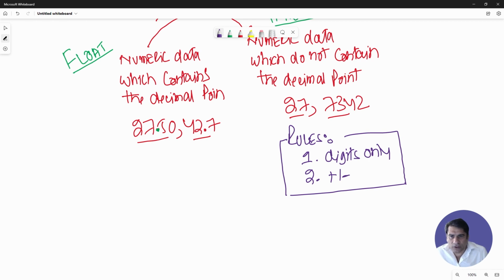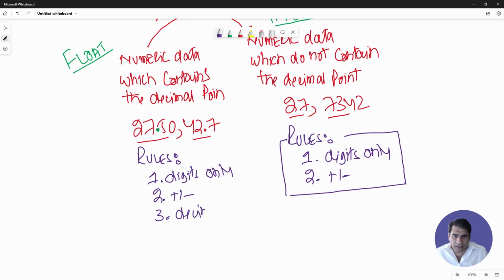Okay, so now we have rules for float data. For float data, we have three rules. We can only use digits, nothing else, plus and minus sign, and the third rule is this can contain a decimal point. So these are the only three rules for float data.